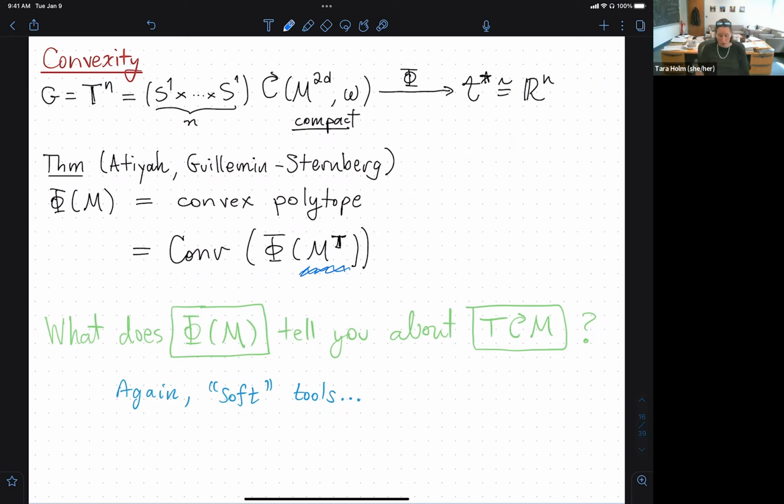So the question I want to take away from this is, what can you say about what this convex polytope tells you about the original manifold and the action on the manifold? And again, these are soft tools because we're looking at the momentum map rather than at any holomorphic curves.